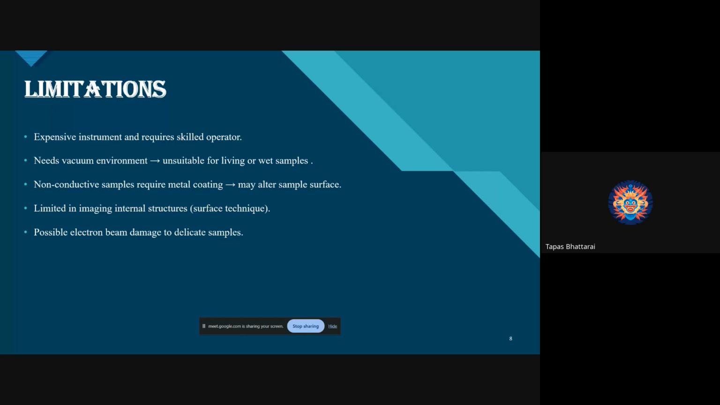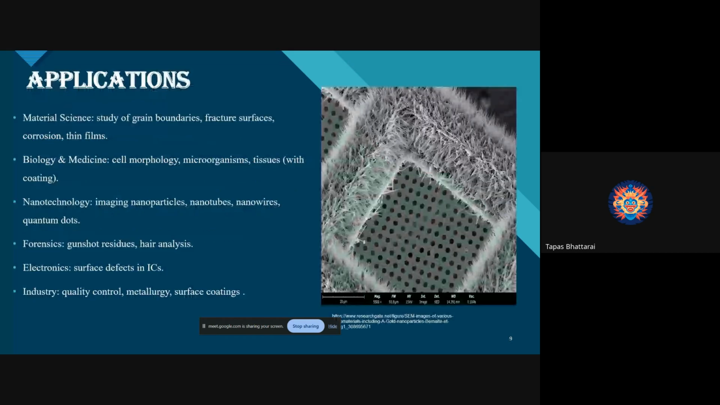So those were the limitations. And here are some of the applications of SEM. It is used in various fields. Firstly, material sciences to study grain boundaries, fractures, surfaces, corrosion, thin films. It is also used in biology and medicine, that is to study cell morphology, microorganism tissues, in nanotech, in forensics, electronics, and industries.